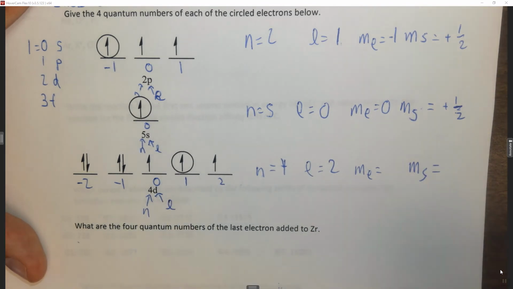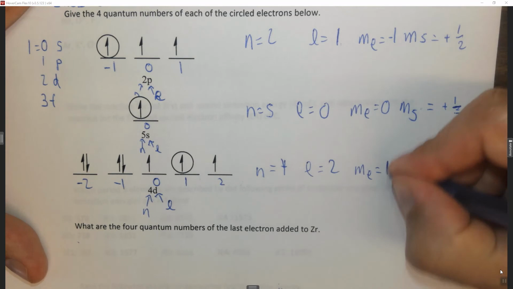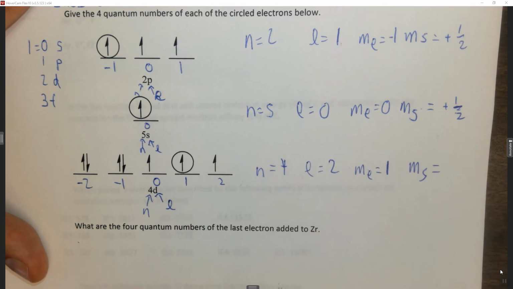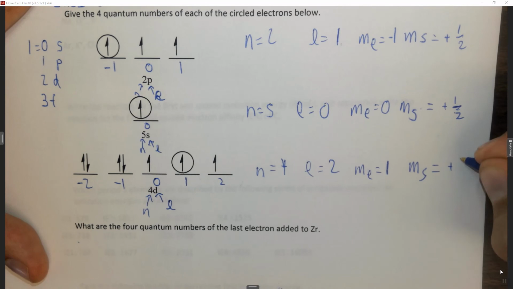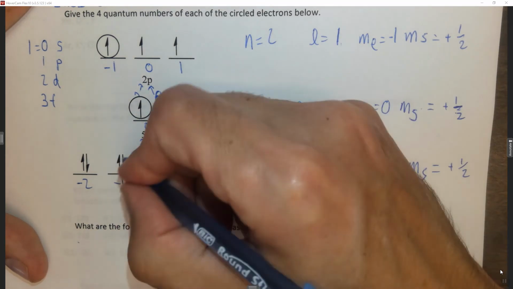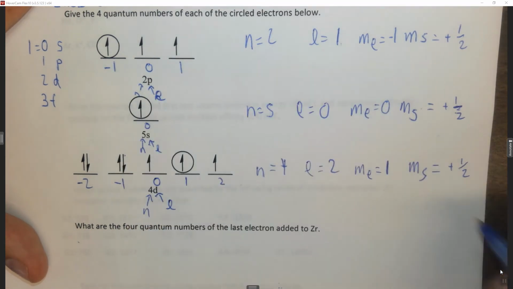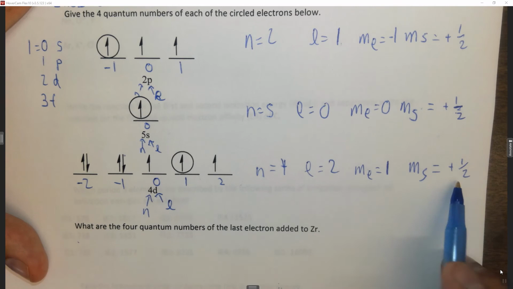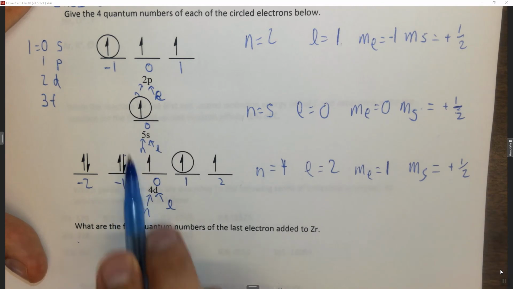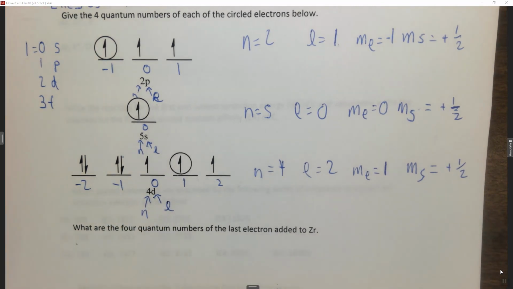All right, then we have this 1 for this particular circled electron. Again, they're all up, so again, m sub S is plus a half. If you did have an electron pointed down, if this one were circled, then this would be -1, and this would be minus a half if that electron were circled. Okay, so that is basically how it works.